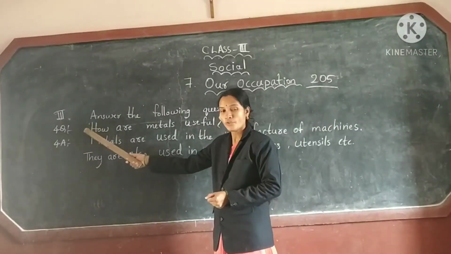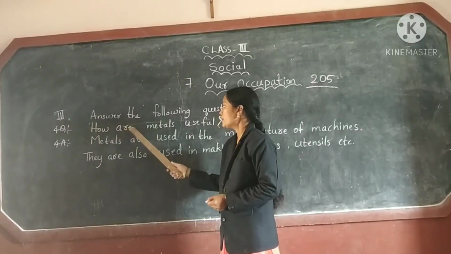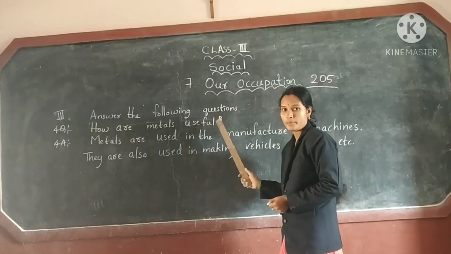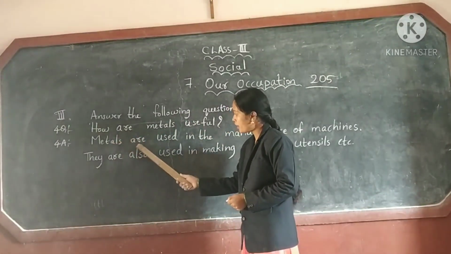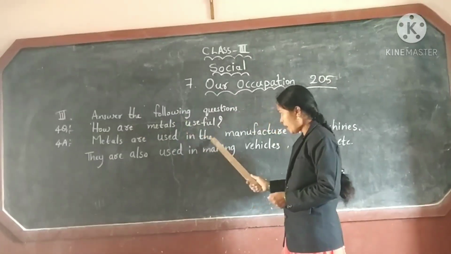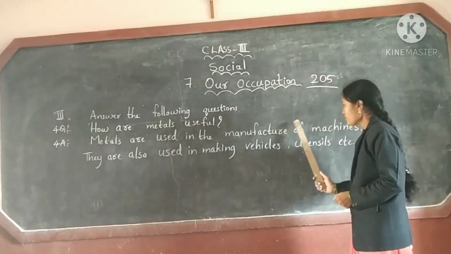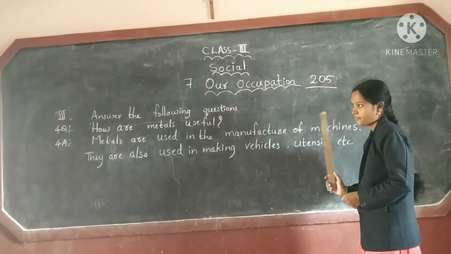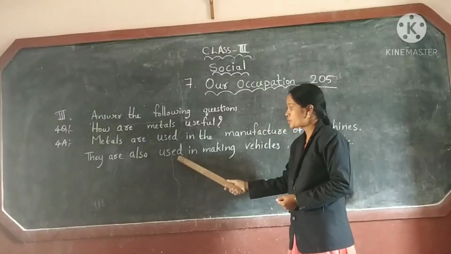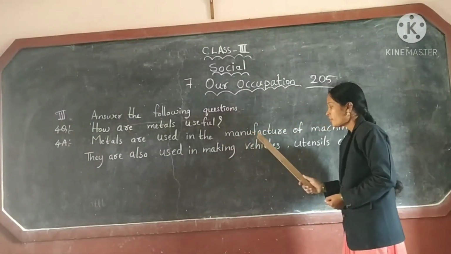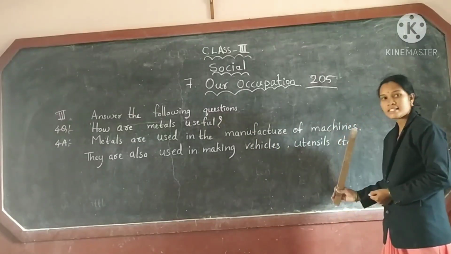Next, fourth question: how are metals useful? Answer: metals are used in the manufacture of machines. They are also used in making vehicles, utensils, etc.